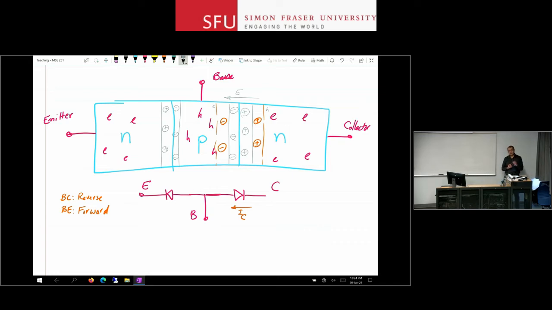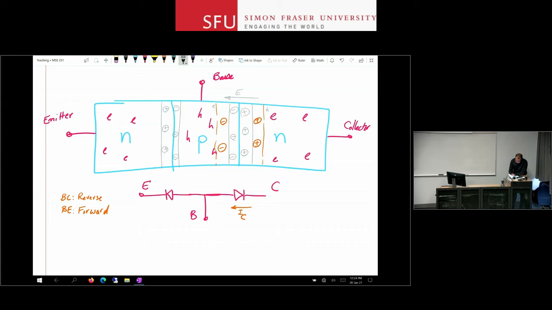So if I come up with a way to produce a lot of electrons near that border, I can make that reverse current much larger than what it is. It is still a reverse current. It is still independent of the base-collector voltage, but I have control over it, hopefully, through other means. How do I do that? I do that by forward biasing this second junction here.